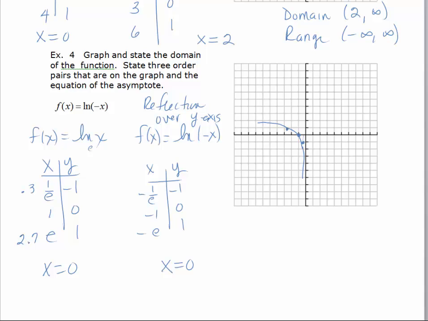Okay, the domain in this case, since we've reflected it over the y-axis, is negative infinity up to but not including 0. And the range would be all real numbers. So the range for all logarithmic functions is all real numbers.